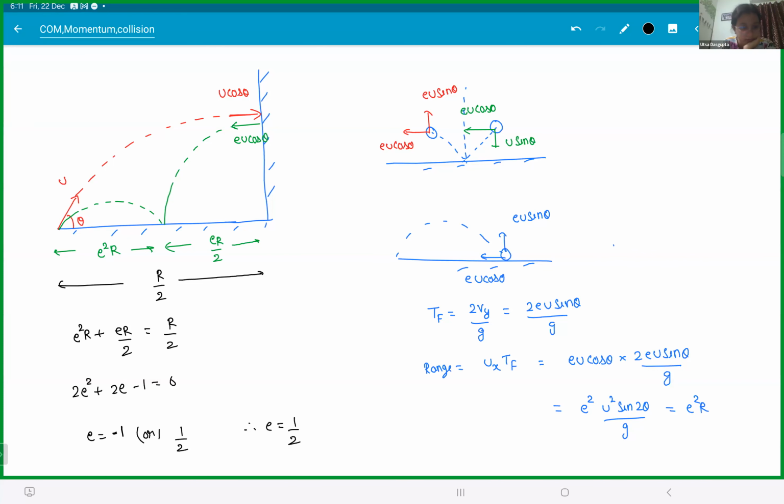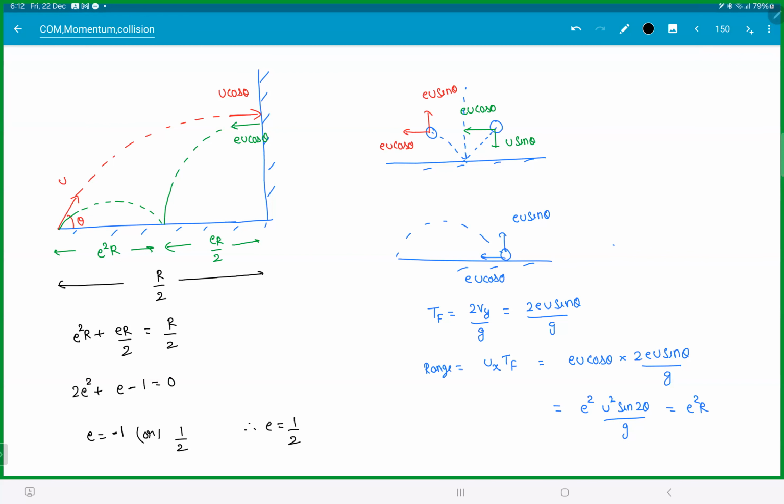Sir, the quadratic... 2E square plus E minus 1. This will be this, this will be this. Like I said, I know the answer, so I wrote it down. I did this yesterday only. Clear?